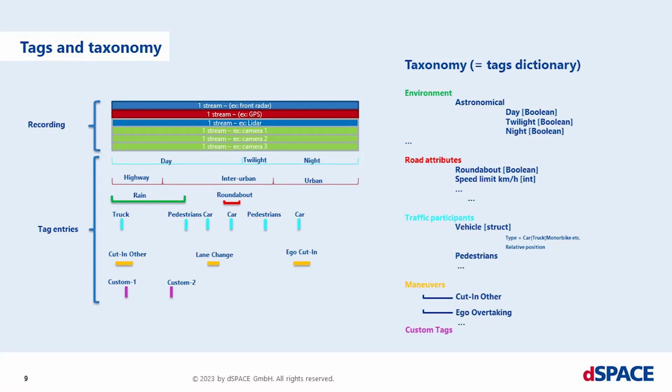IVS utilizes taxonomy trees to perform data indexing in a systematic way. Taxonomy is a hierarchical classification where tags are organized into groups or types so that search queries can be created and processed more intuitively, and content, in this case specific recordings or parts of them, can be found easier and faster. IVS supports import of user-defined taxonomies, for example to add specific ODD, operational design domain, that describes conditions under which a given driving automation system is designed to function.